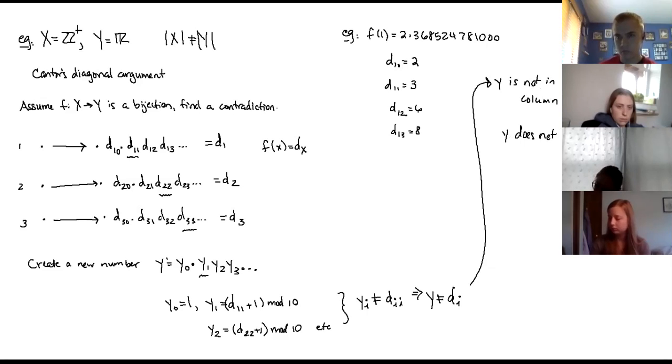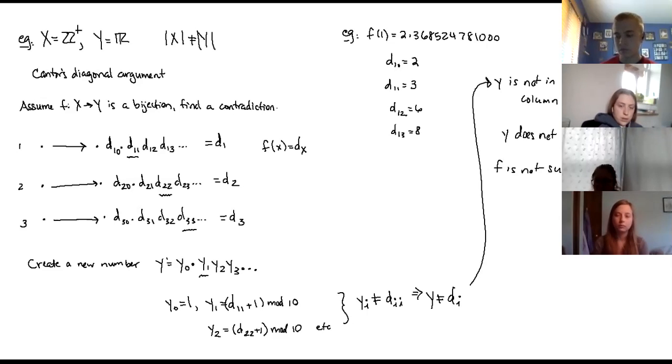If Y is not in the right-hand column, then there's nothing in the left-hand column that Y comes from, right? Y does not have a preimage, and therefore, F is not surjective. I found something that doesn't have a preimage, so F is not surjective.